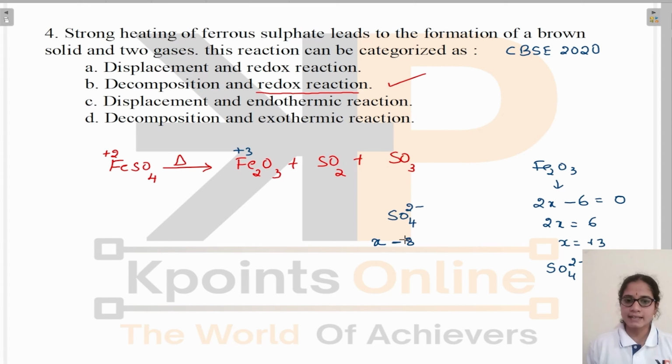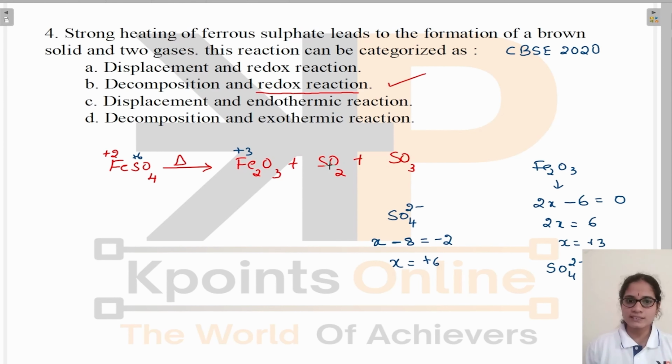Then -8, that is -2 into 4, because the charge of oxygen will be -2 into 4. So -8, and the whole charge is -2. So I will write -2. So X is equal to +6. Here the oxidation state of sulfur is +6.